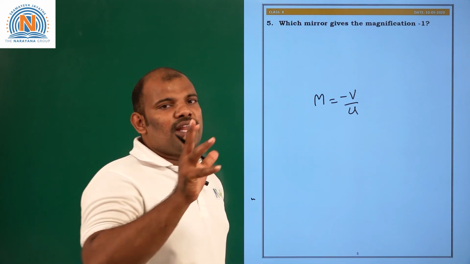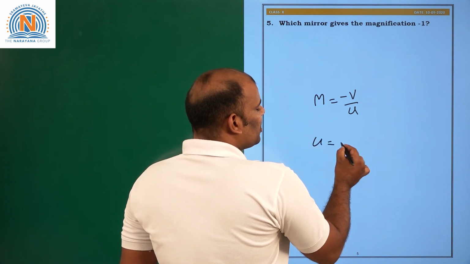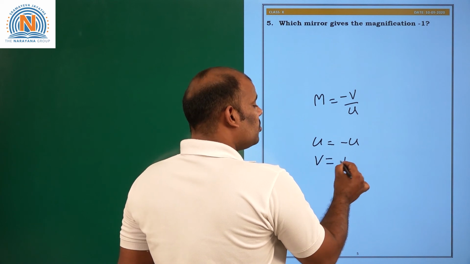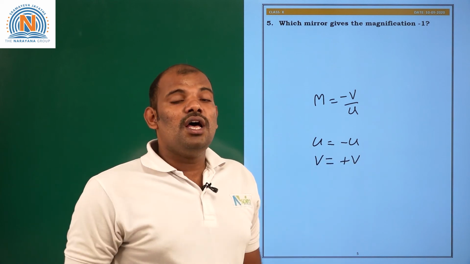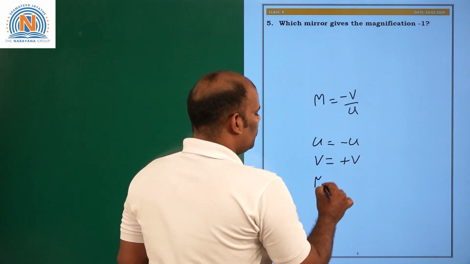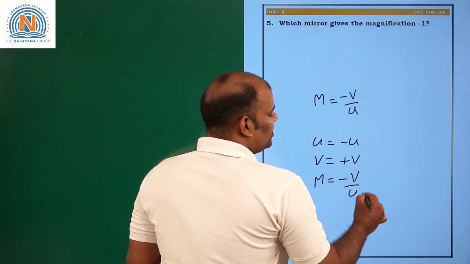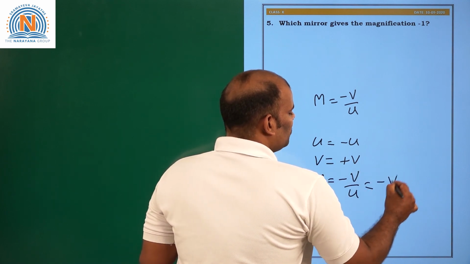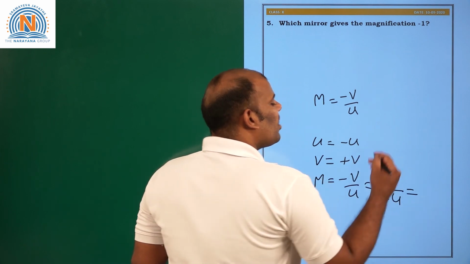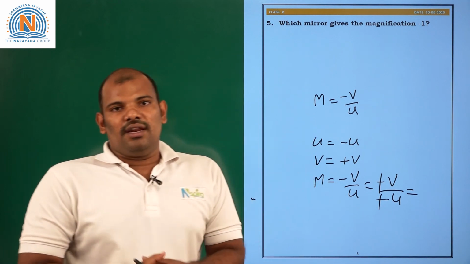So in plane mirror, let us see. In plane mirror, object distance u is equal to minus u, image distance v is positive, because it is a virtual image. So m is equal to minus v by u is the formula. Here the value is minus v by object distance minus u. So here you are getting the plus value. So obviously the answer is concave mirror.